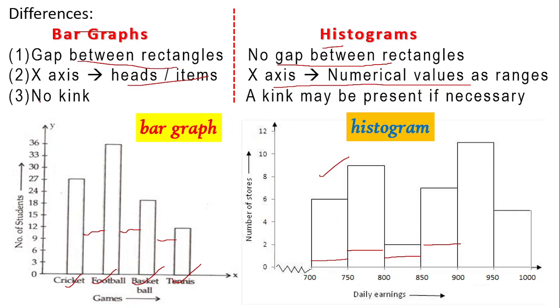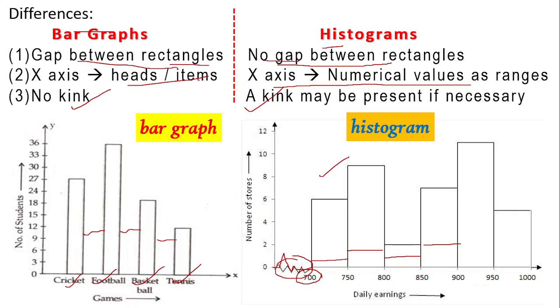A kink may be present in the case of a histogram, but no kink in a bar graph. Here we do not have a kink, but here we have, this is called a kink. Why? Because this is starting with 700 and not with 0. So here we have a kink.